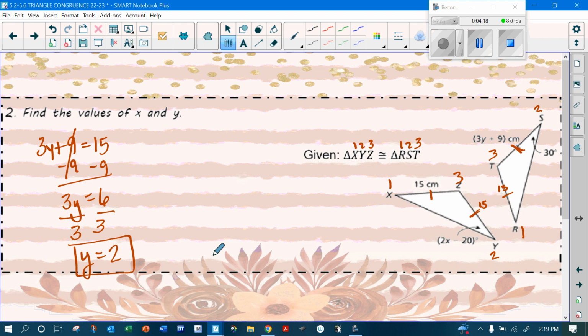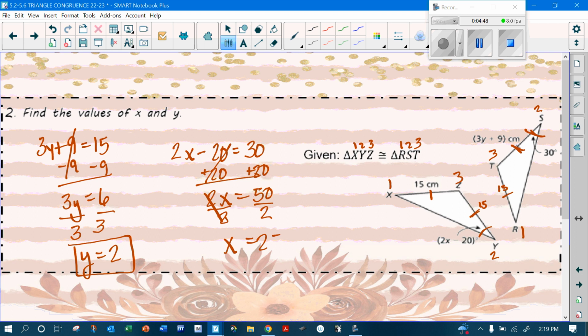And now we can find x. Since this angle here is angle 2, then I know it goes with angle 2 on this triangle, which is 30. So that means 2x minus 20 is equal to 30. So I'm going to add this 20 over here. So 2x is equal to 50. Divide both sides by that 2. X is 25.